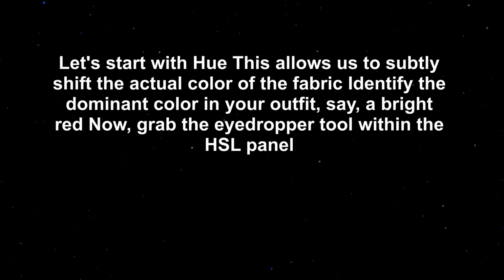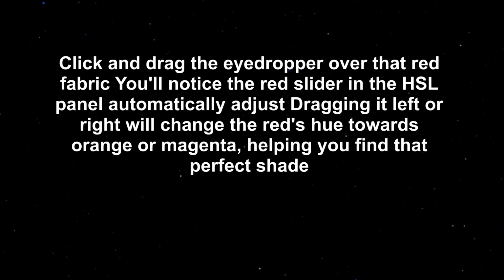Let's start with Hue. This allows us to subtly shift the actual color of the fabric. Identify the dominant color in your outfit. Say, a bright red. Now, grab the eyedropper tool within the HSL panel. Click and drag the eyedropper over that red fabric. You'll notice the red slider in the HSL panel automatically adjusts. Dragging it left or right will change the red's hue towards orange or magenta, helping you find that perfect shade.